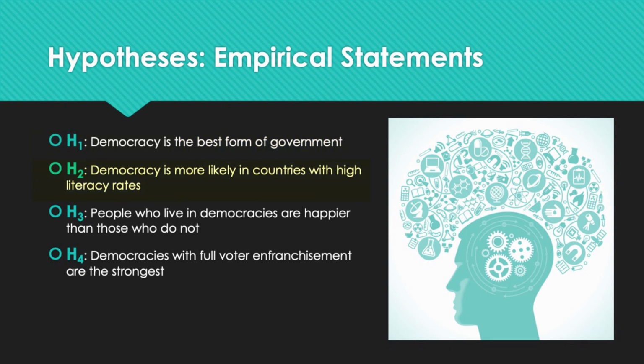Second, democracy is more likely in countries with high literacy rates. Okay, well, that sounds good. Still not sure how we'd measure democracy. We have to think about what terms we really want to use, but the primary independent variable here, high literacy rates, yeah, we can definitely measure that. I like this one. It sounds good. Third, people who live in democracies are happier than those who do not. That seems a little problematic. I'm not sure how we would get measures of happiness for people in every country.